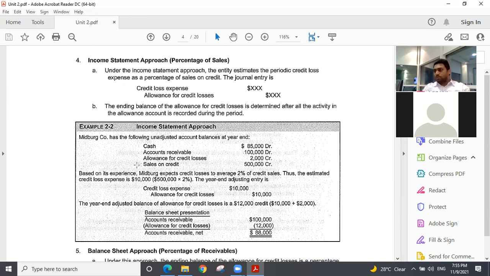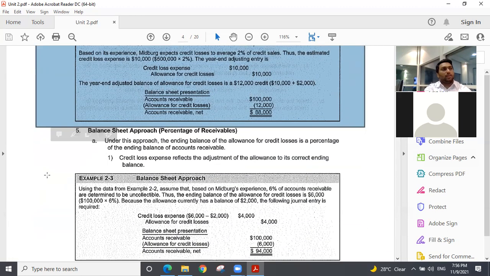500,000 times 2%. That means 10,000 will be your expense, and 10,000 will hit your balance sheet also. That is credit loss expense 10,000 and allowance for credit losses 10,000. So now you had already 2,000 in your allowance for credit losses. Now it will be 12,000 as the allowance for credit losses, and your net accounts receivable will be 88,000.